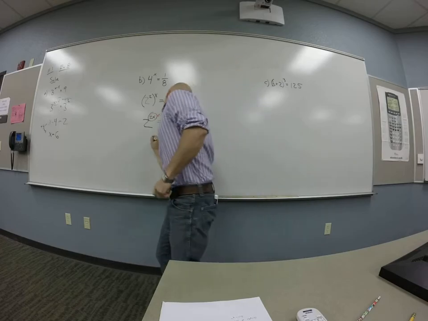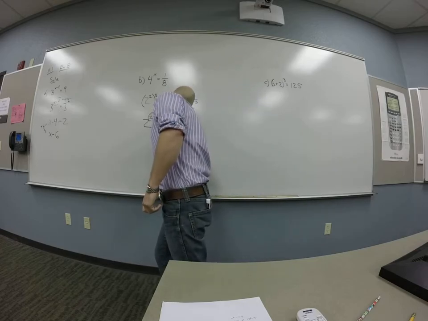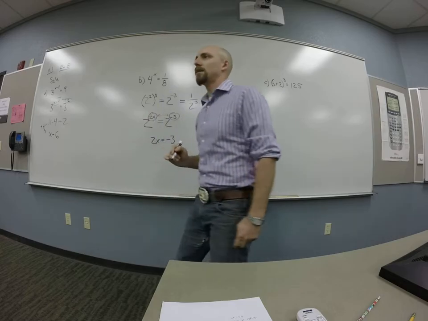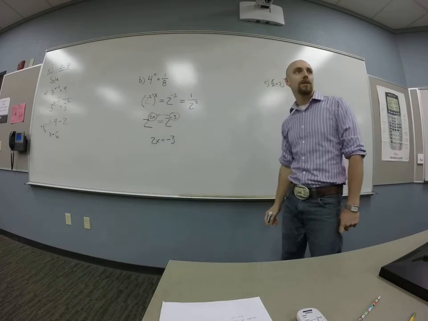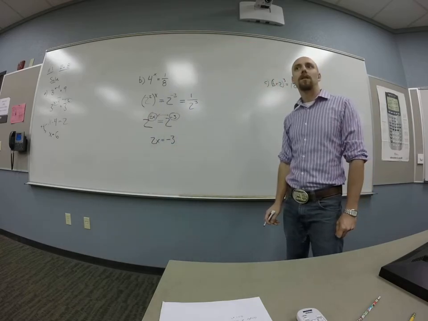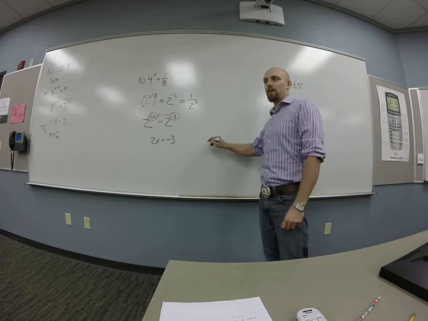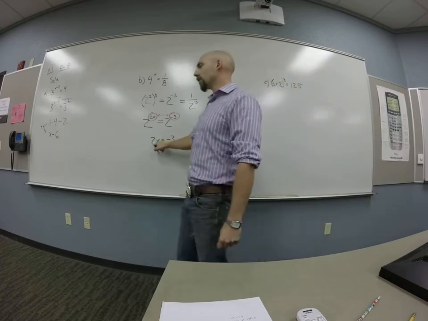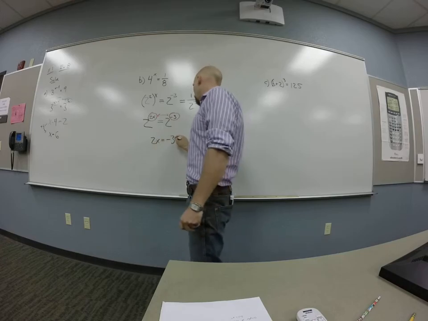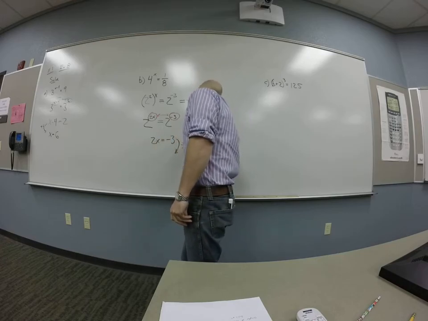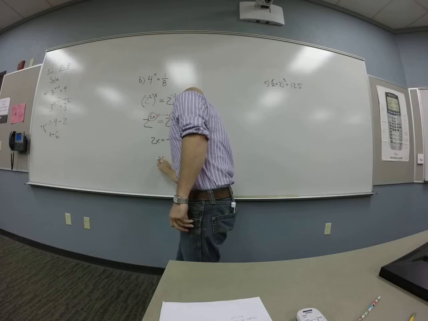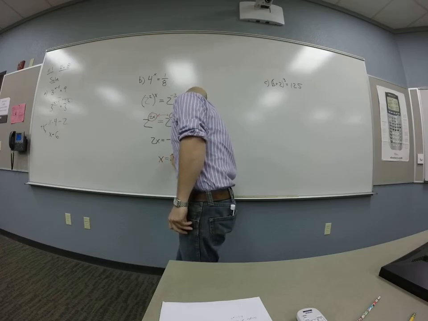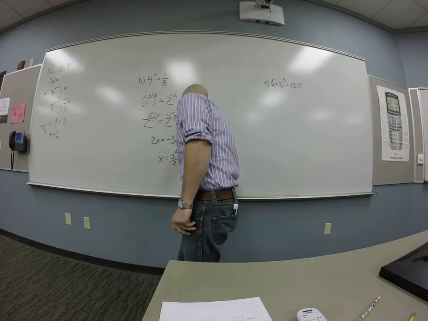So I get 2x has to be -3. Then how do I solve for x? Yeah, I need to get rid of the 2 on the left-hand side, so I should divide by it. And so I divide both sides by 2. I get x is -3/2.